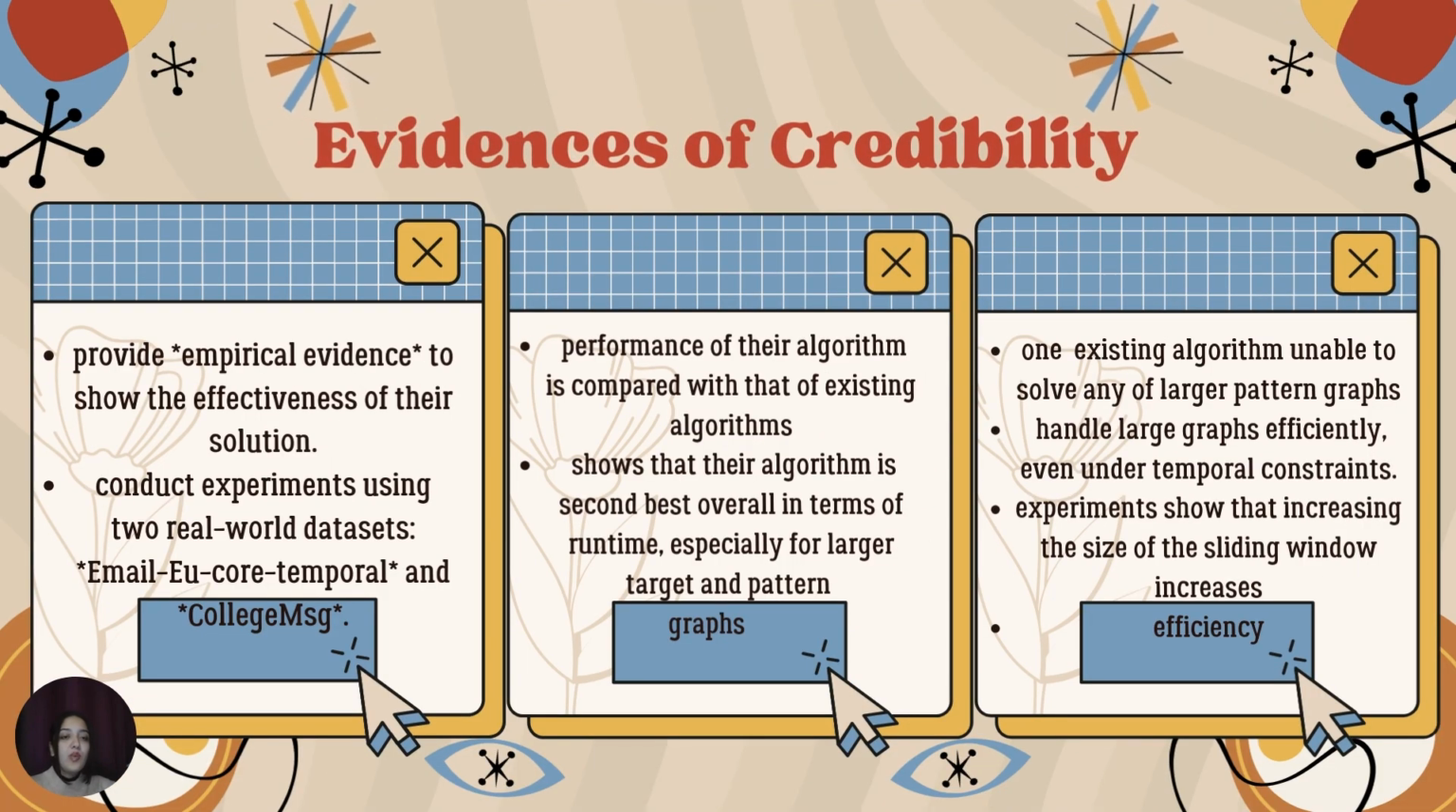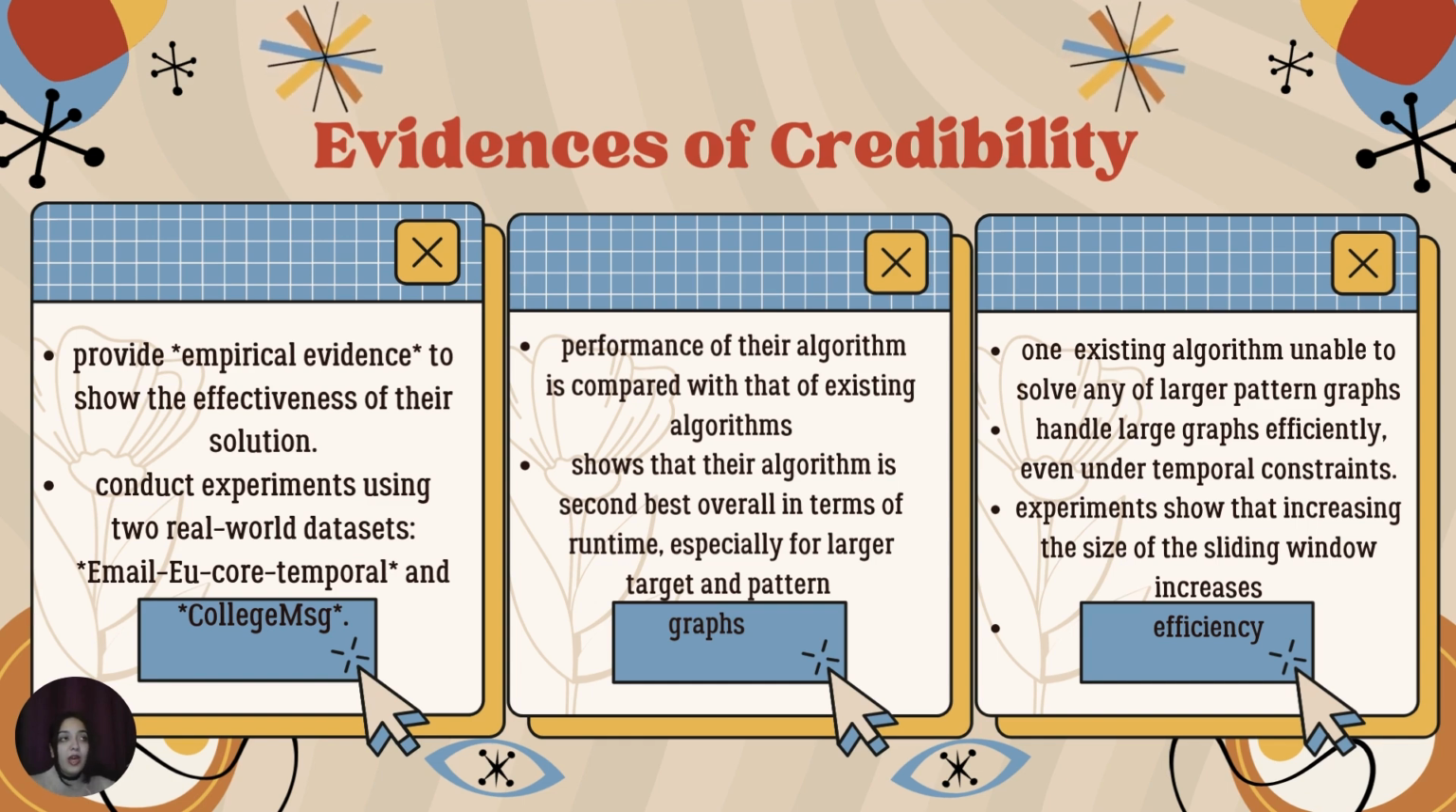And if we look into whether or not this is credible, we have evidence, especially in the form of empirical evidence, which is basically evidence that revolves around data sets that show through various experiments, using real world data sets, that it is quite credible. And then the performance of this algorithm, if you compare it to the pre-existing algorithms, will show you that it is second best overall in terms of its runtime as well.